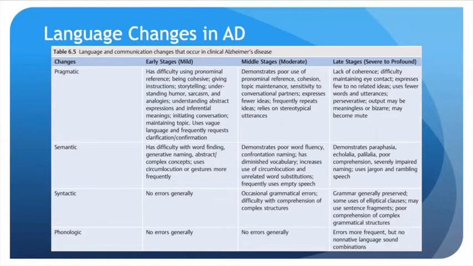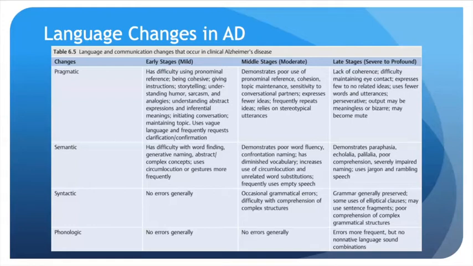Eventually, as you go into the middle stages, you have poor use of cohesion, poor use of nominal reference. Topic maintenance becomes more of an issue. Fewer and fewer ideas are expressed. They rely on more stereotypical utterances. Word fluency becomes worse. Confrontation naming becomes more difficult. Diminished vocabulary. Occasionally, you'll have grammatical errors, difficulty with comprehension of more complex structures.